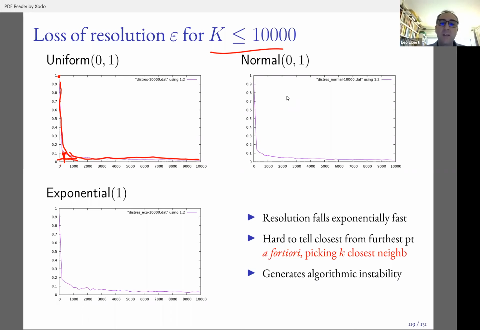And if already the closest to the farthest requires an epsilon of 0.001, do you really think that you're going to be able to recognize the closest from the second closest in, I don't know, 1,000, 1,000,000, 2,000,000 points, 1,000,000,000 points? That's unlikely. So that's a limit of Euclidean distances, not only Euclidean, in fact, distances that have that property of regularity that I showed before. So it generates algorithmic instability.